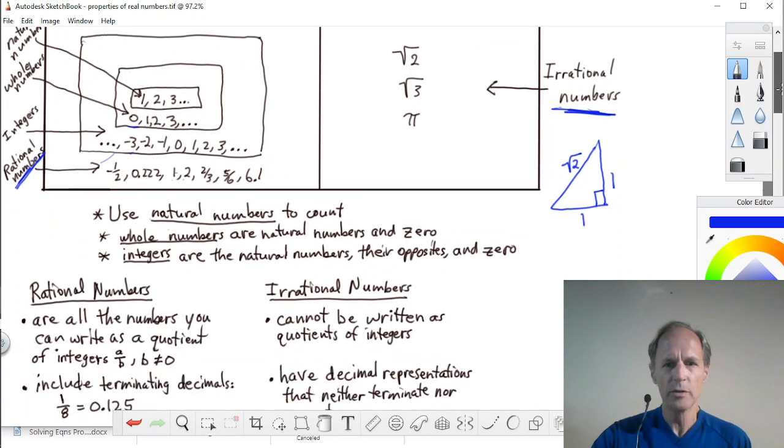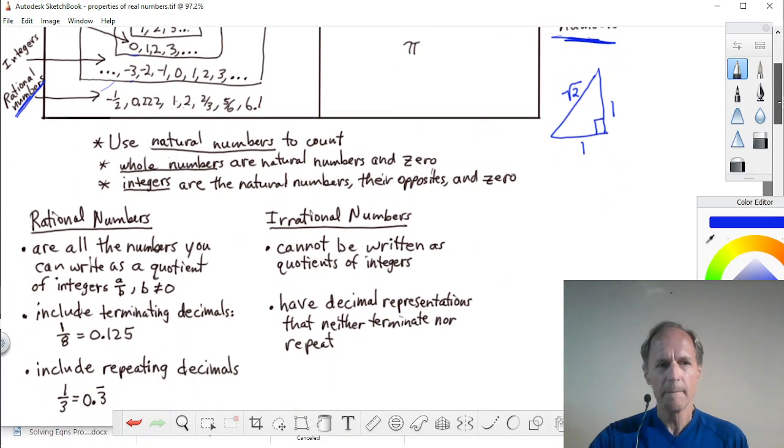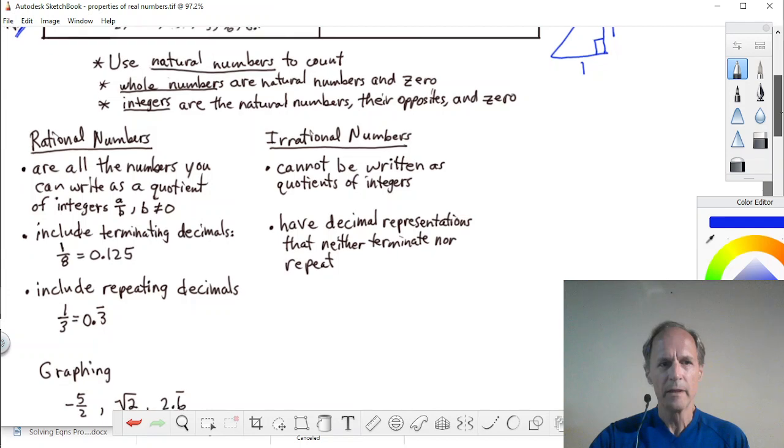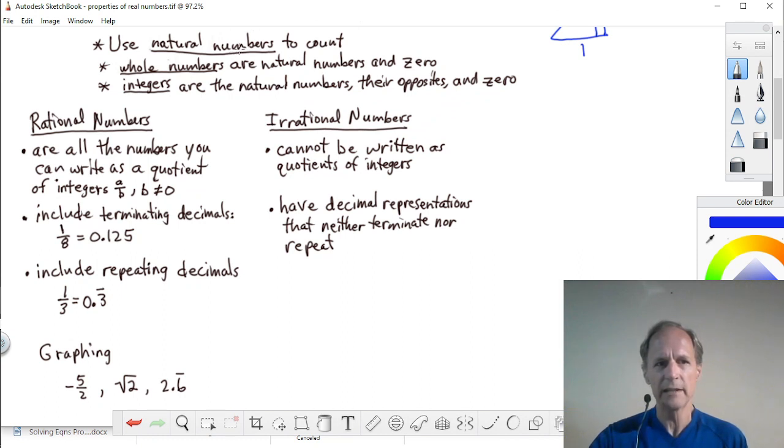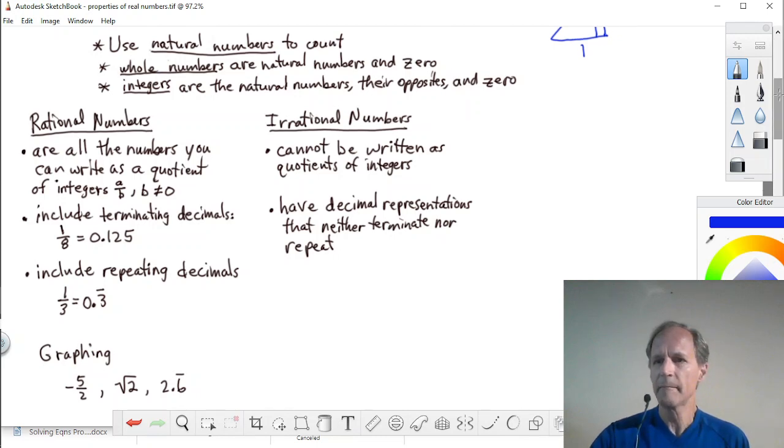We have a few more notes here about sort of the nature of these different categories of numbers. We use natural numbers to count, as I talked about. Whole numbers are natural numbers, including 0. Integers are the natural numbers, their opposites, and 0. Okay.